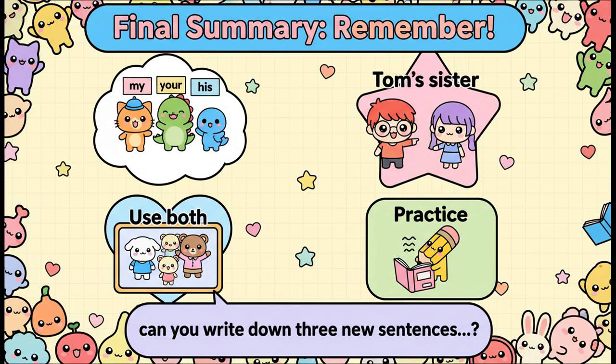So here's my challenge for you. Can you write down three sentences about your family using what you learned today?